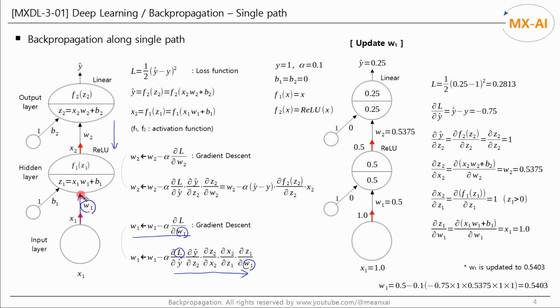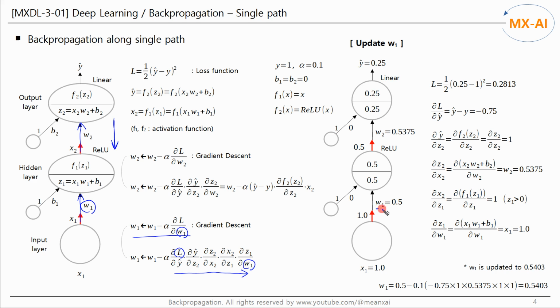This is forward propagation path. And this is backpropagation path. Forward propagation is for calculating the output value of the neural network. And backpropagation is for updating the parameters of each layer. We'll take a closer look at how errors propagate backwards on the last page.